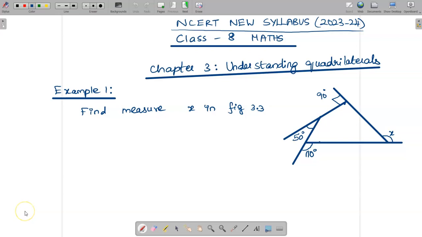Hello students, today we are going to see chapter 3, understanding quadrilaterals. In this video we are going to see example 1 and 2.